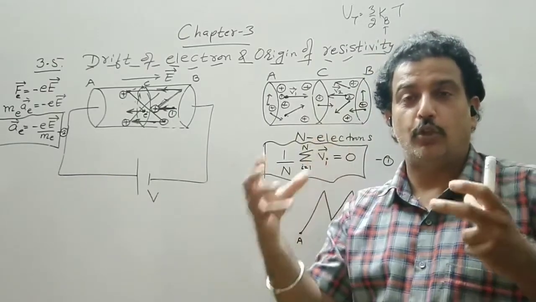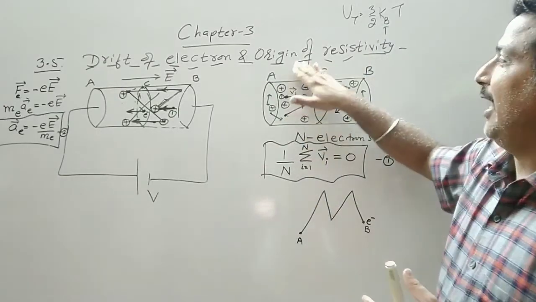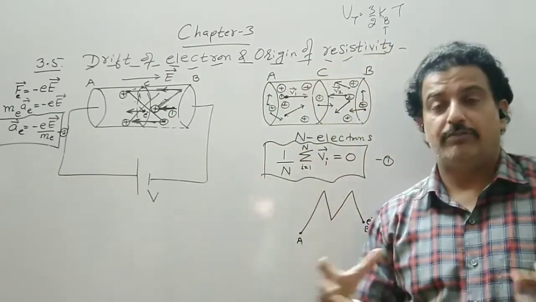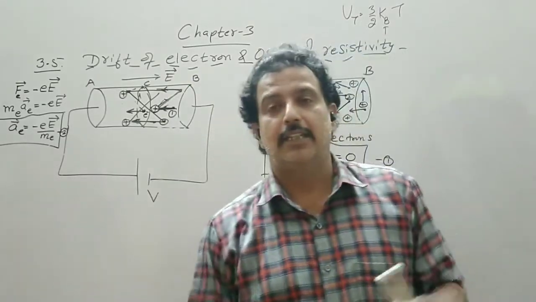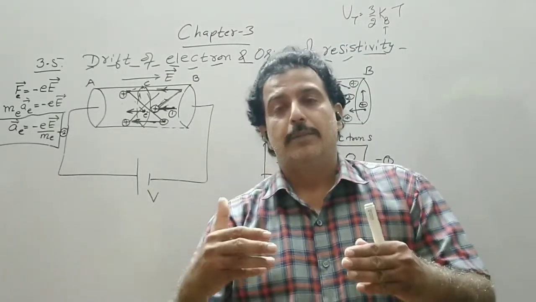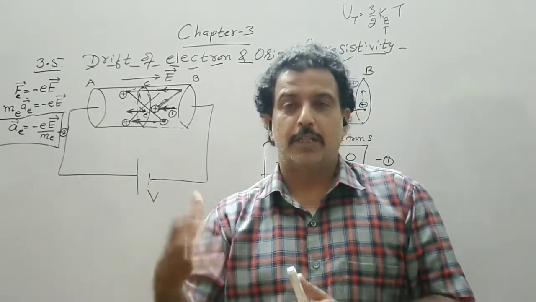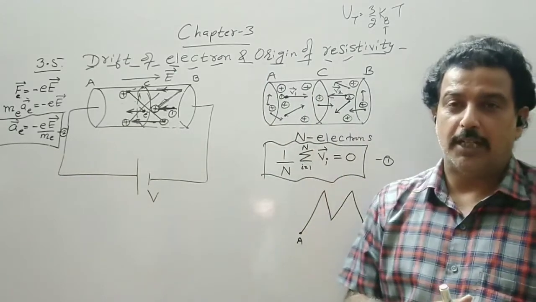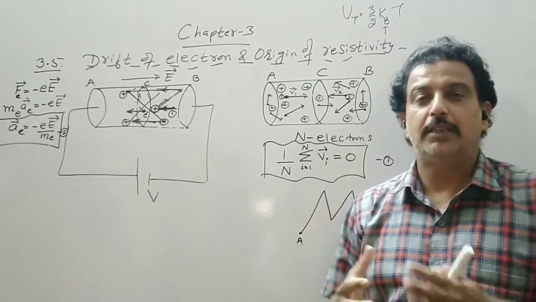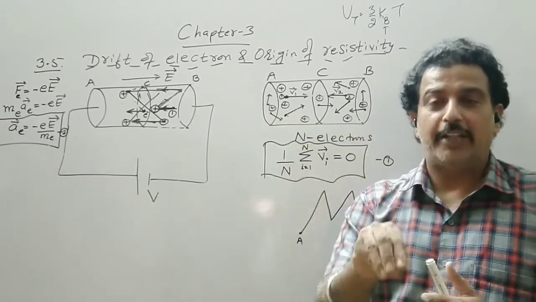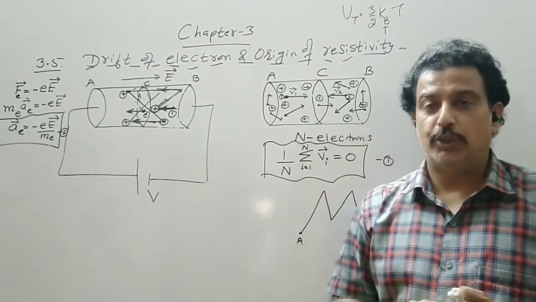These obstacles, or collisions of an electron with the ions, are referred to as the origin of resistivity. So if anyone asks what is resistance, if I want to define resistance, it is the obstacle to the motion of a charge. But what is this obstacle? It is nothing but the collision of electrons with the ions oscillating about their mean position.